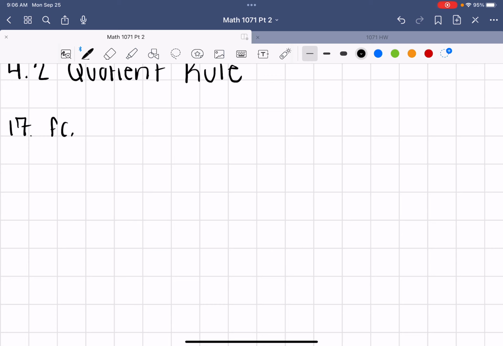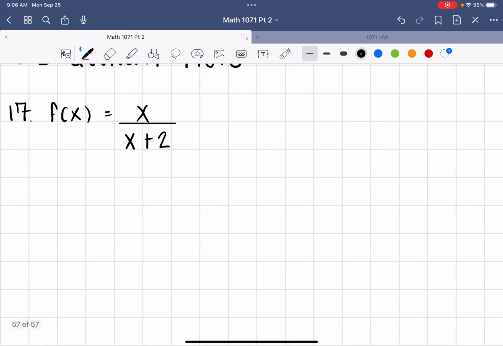Let me remind you, if you want the derivative of a quotient, so p is some function of x, q is some function of x, here's what you do. There's no other way other than just memorizing this. Denominator times the derivative of the numerator minus numerator times the derivative of the denominator over the denominator squared.